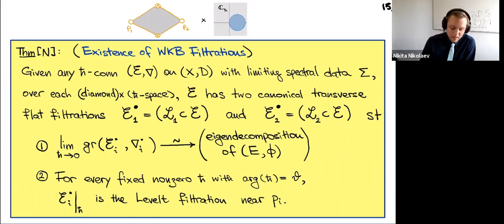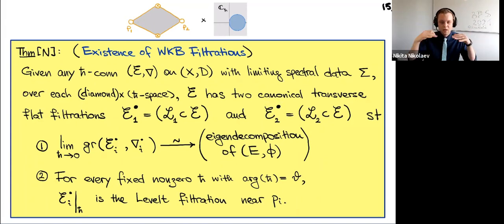then in particular I get an actual connection, a usual connection in the usual sense, over this diamond, and I can look at its behavior near each one of the poles. It turns out that this restricted, for fixed H-bar, filtration E1 is the Levelt filtration near this pole, and the other filtration E2 is the Levelt filtration near this pole. So in other words, these WKB filtrations are exactly what you want.